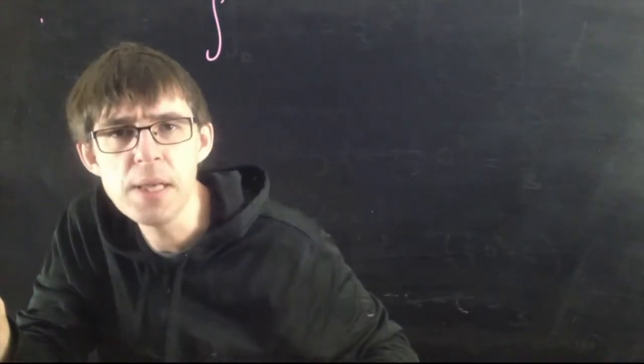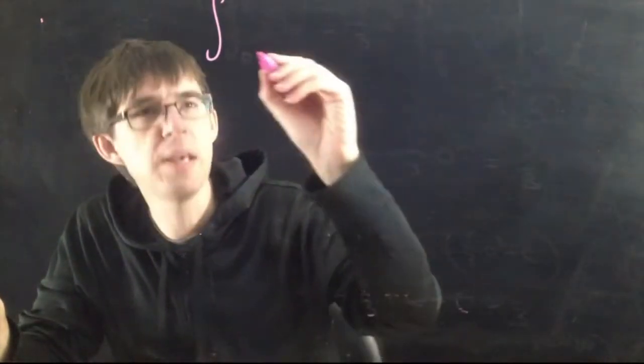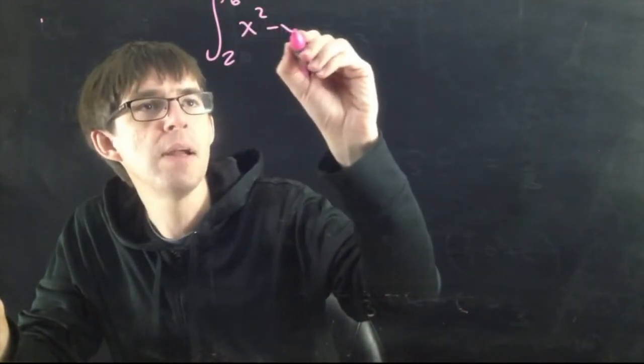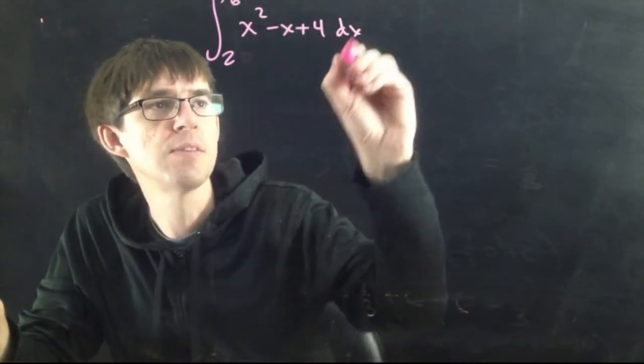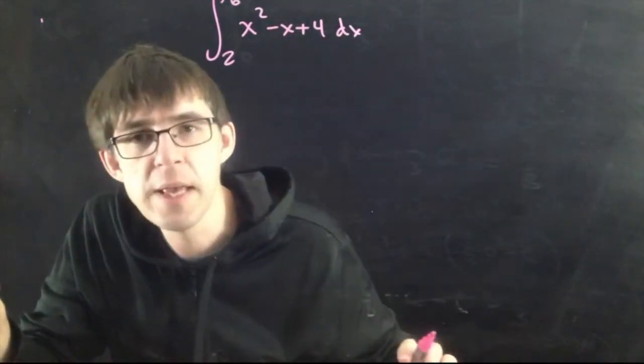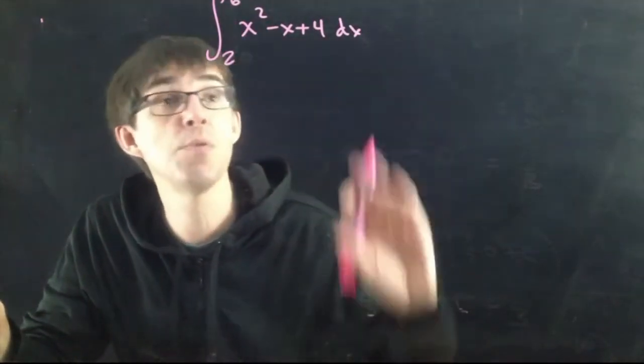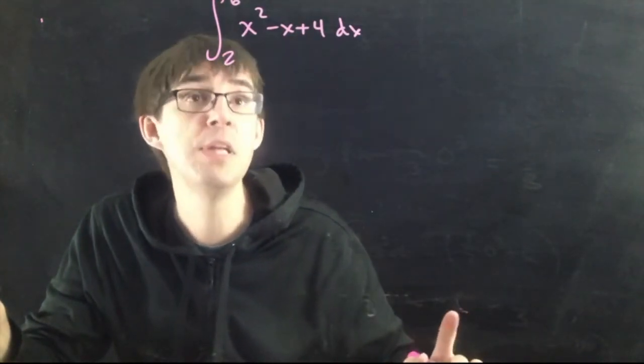I got 3 examples. You'll see, actually, these are pretty easy once you know how to do it. Let's do the integral from 2 to 6 of x squared minus x plus 4 dx. Whatever this function is, it has some area under the curve when you go from x equals 2 to x equals 6. That's what we're finding here.